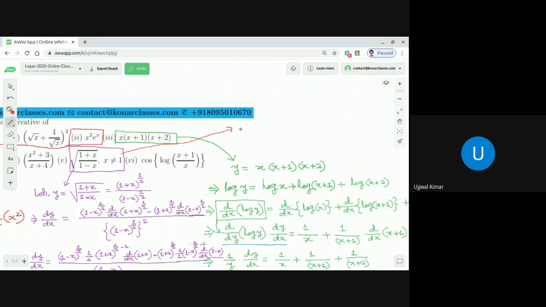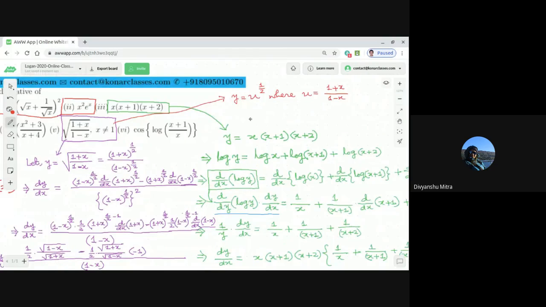What he did is he took y as u to the power 1 by 2, where u is equal to 1 plus x by 1 minus x. That's what you are saying, right, Divanshu? Then it becomes a function of a function. Correct.